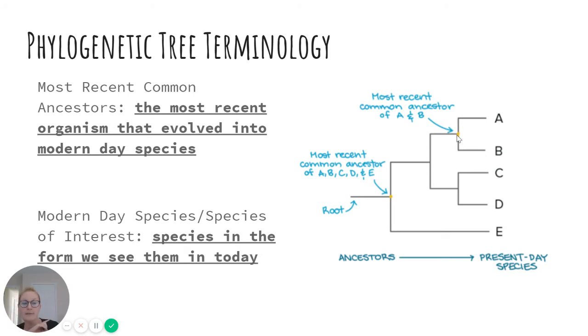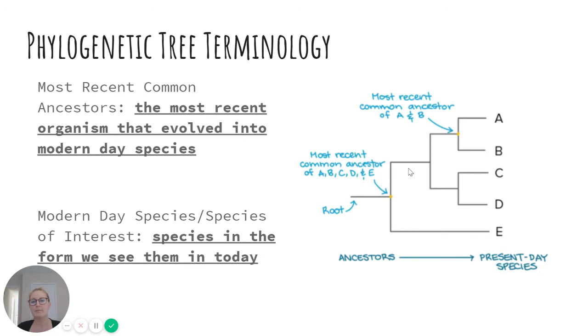Okay, so these organisms at the nodes, they are extinct. They no longer exist. They're not on Earth anymore. The ones that are on Earth now are these guys, these A through E. Okay, that's what we call a modern day species or present day species. So this is in the form that we see them walking and actually living on Earth today. The ones at these nodes, they're no longer around. They're what we call the ancestors.